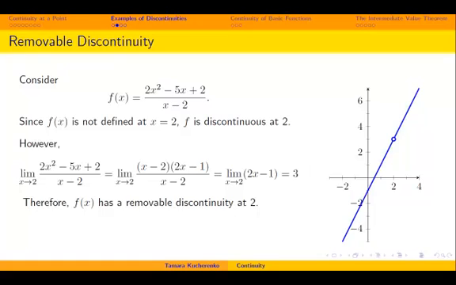This type of discontinuity is called removable because we could remove this discontinuity by redefining function f at just the single number 2. If we define f at 2 to be 3, the function becomes continuous.